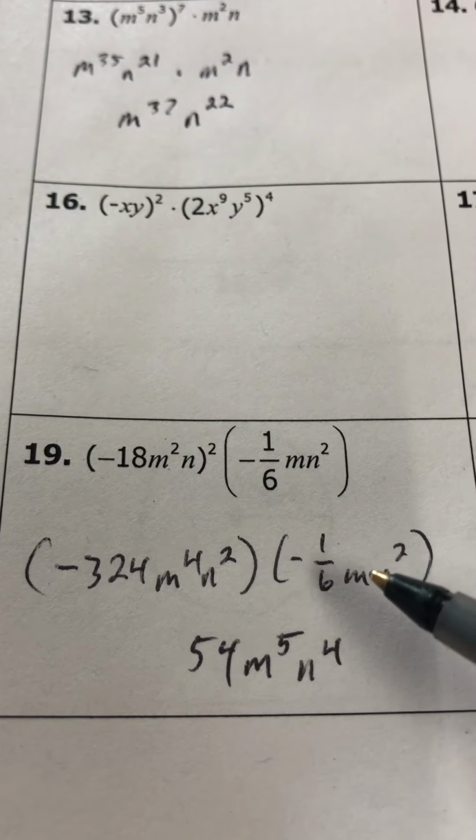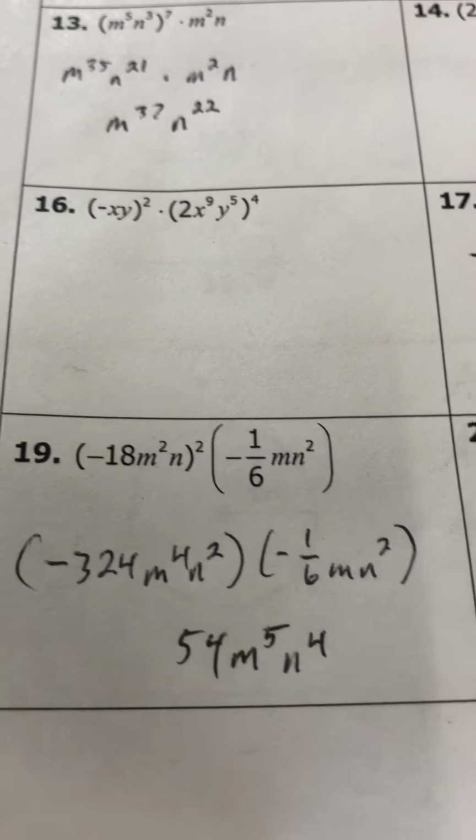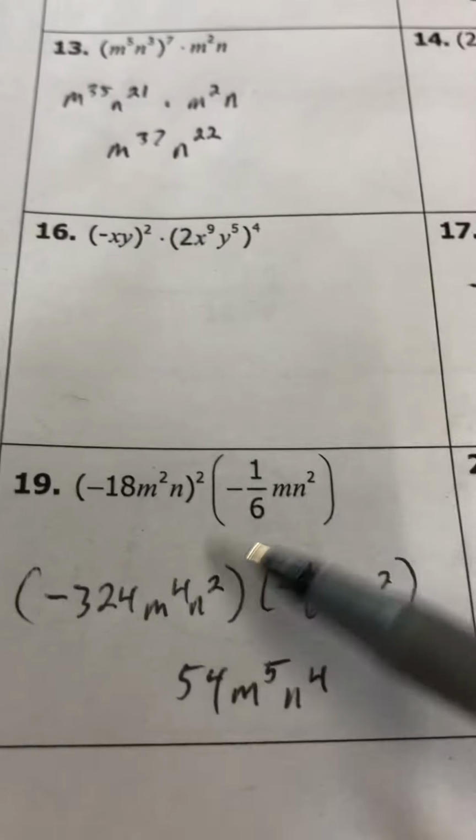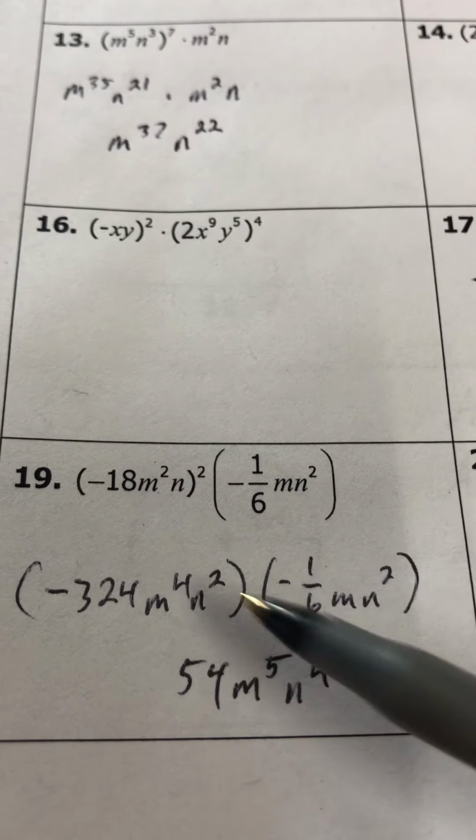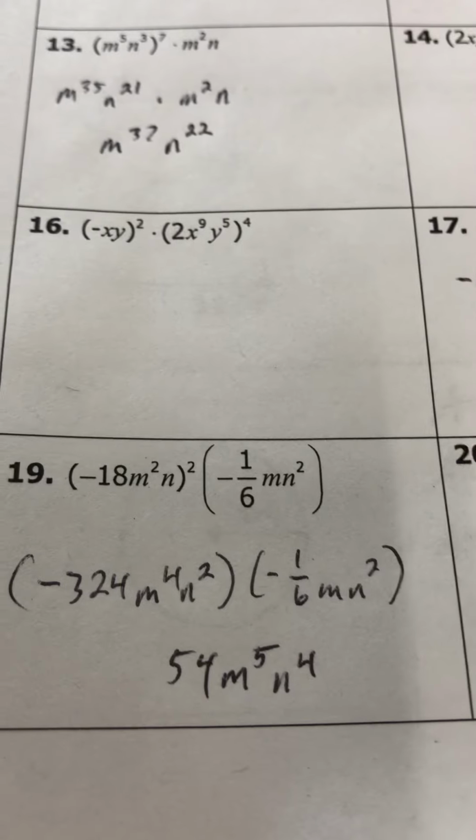m to the fourth and an m to the first here is m to the fifth. n to the second and an n to the second, 2 plus 2 gives me the 4, so n to the fourth.